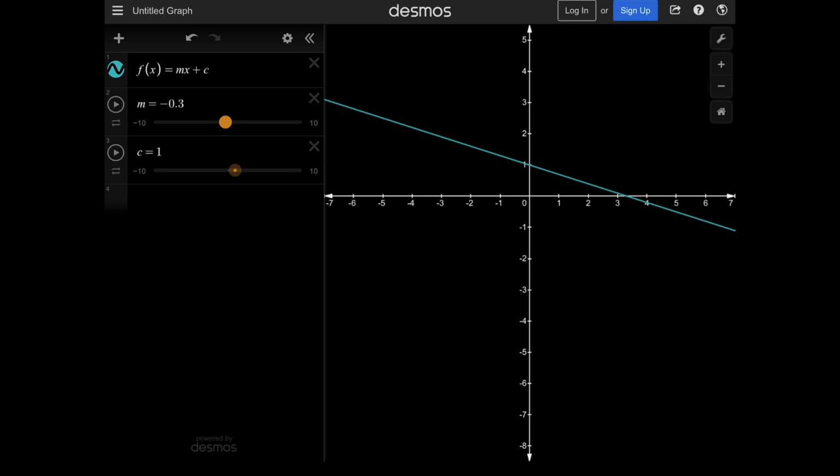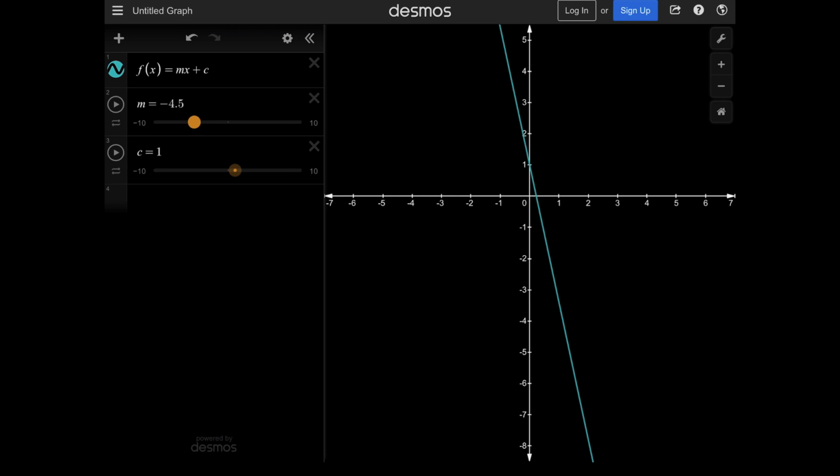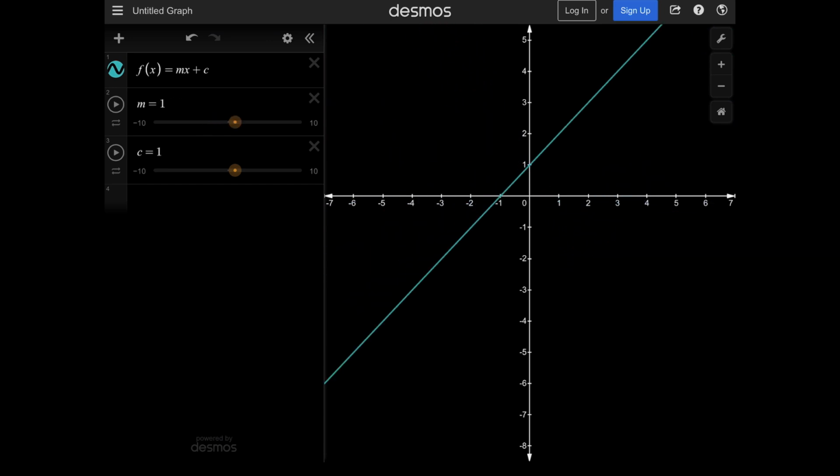And in fact, let's first have a look at when the gradient is 0. So when m is 0, when the slope of the line is 0, we have a flat line. When the gradient is less than 0, we notice the line goes down, right? It's a decreasing line. Okay, let's bring it back to 1.